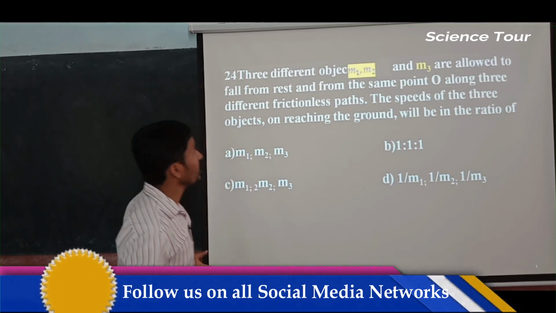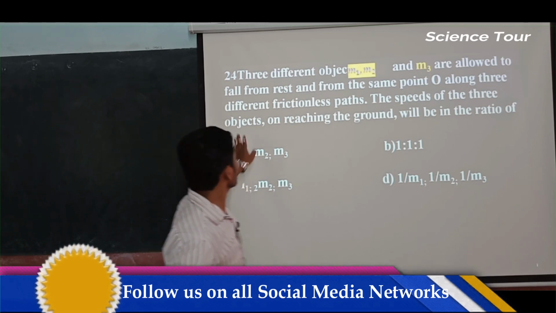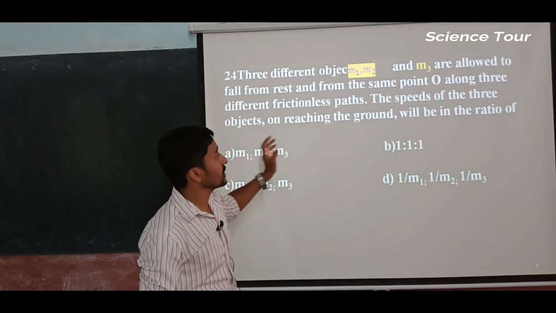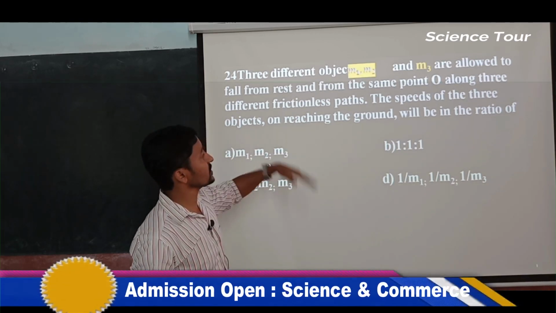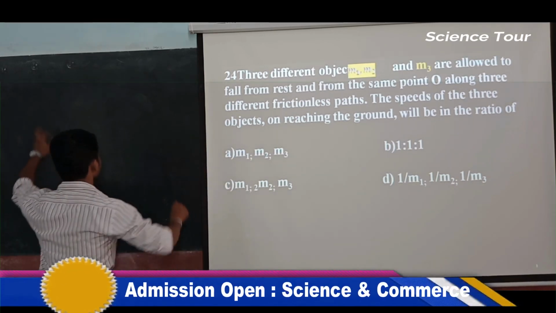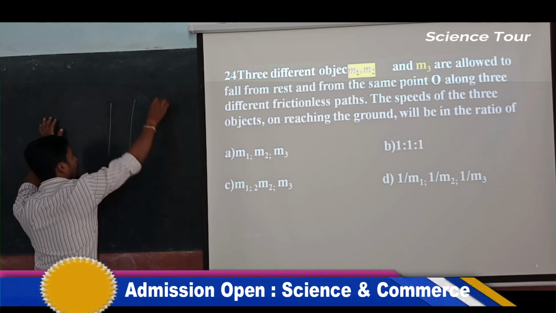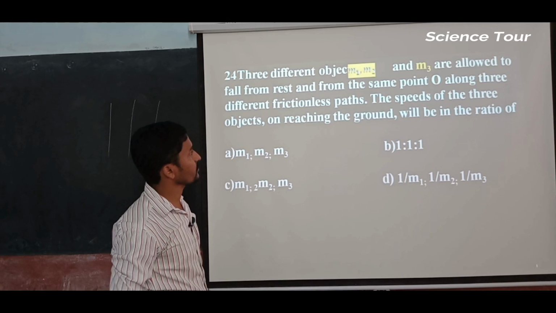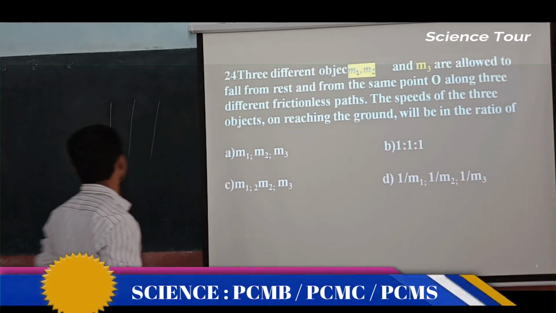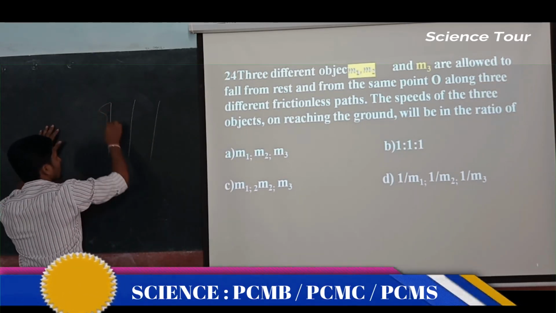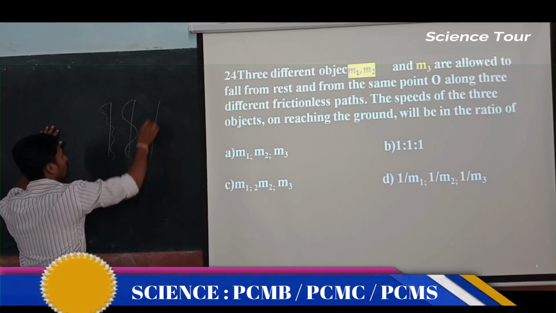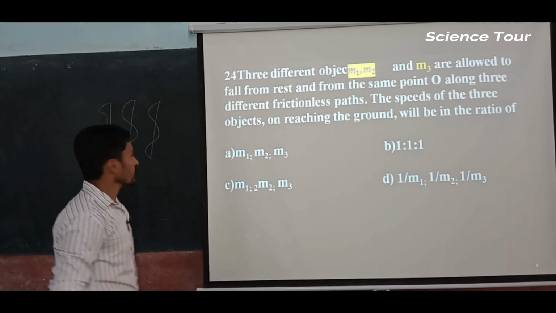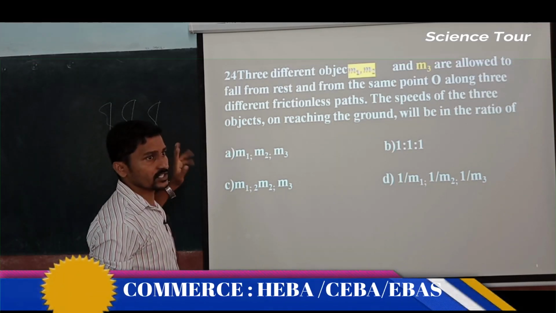Now three objects are falling. Allowed to fall from rest from the same point O along three frictionless paths. The speeds of the three objects on reaching the ground will be in the ratio of, so whatever may be, that height is the same, right? Allowed to fall from rest from the same point O, whatever may be the path, the height is the same. We need displacement, so it depends on displacement, not on path.